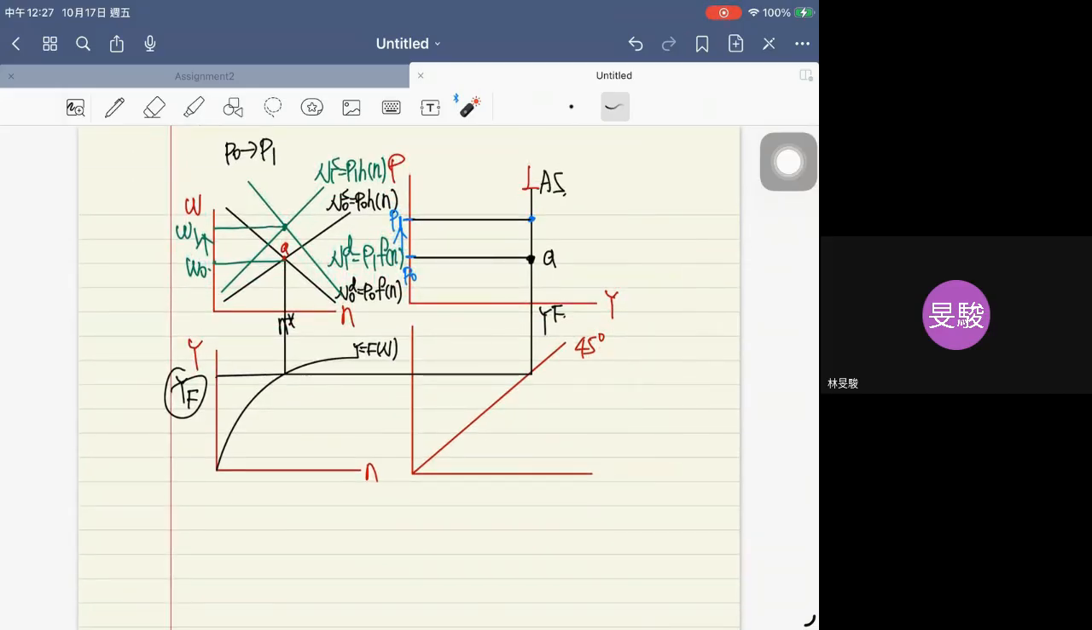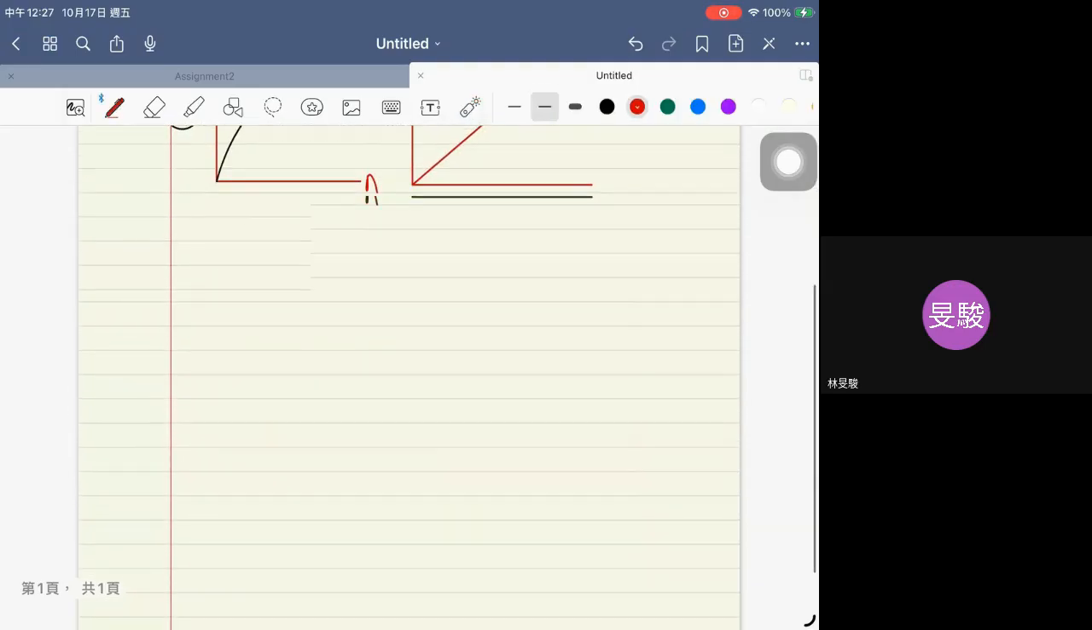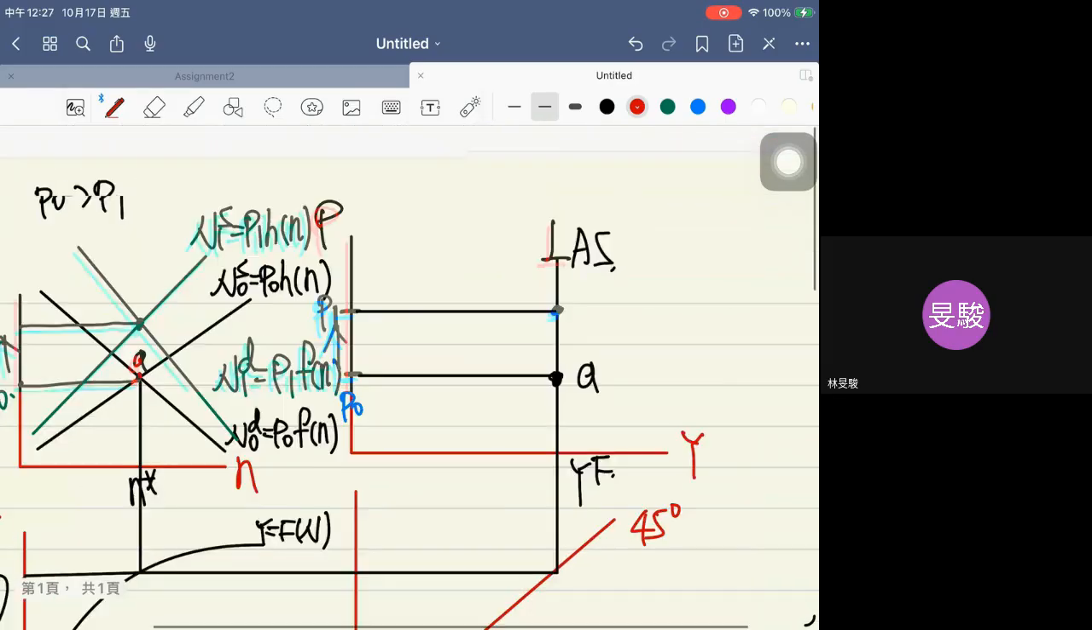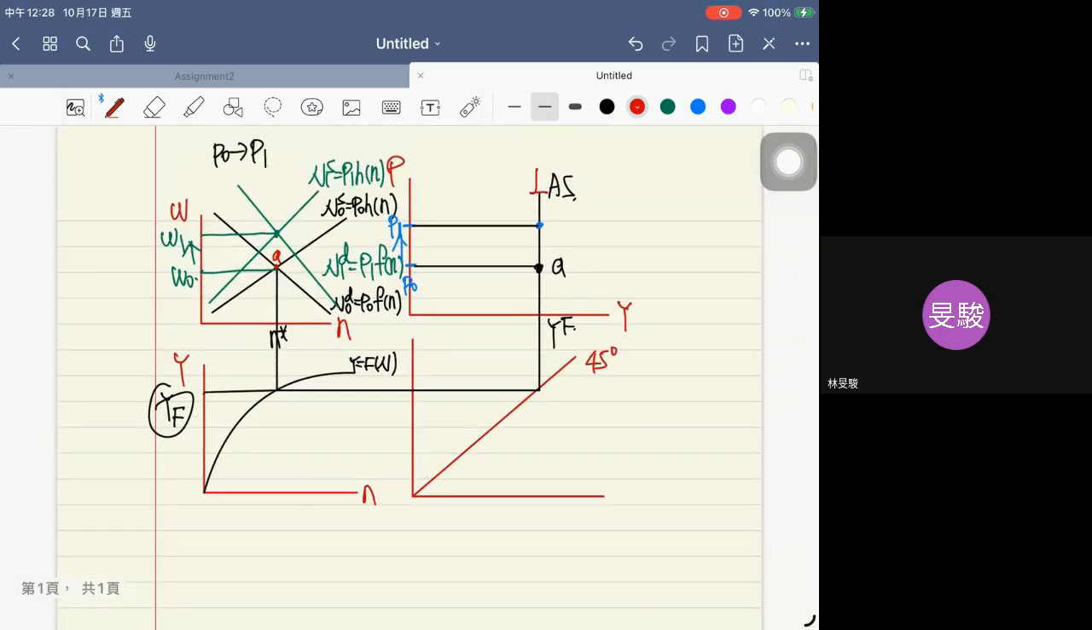And in the following I will draw a short run version. So let us use this diagram.